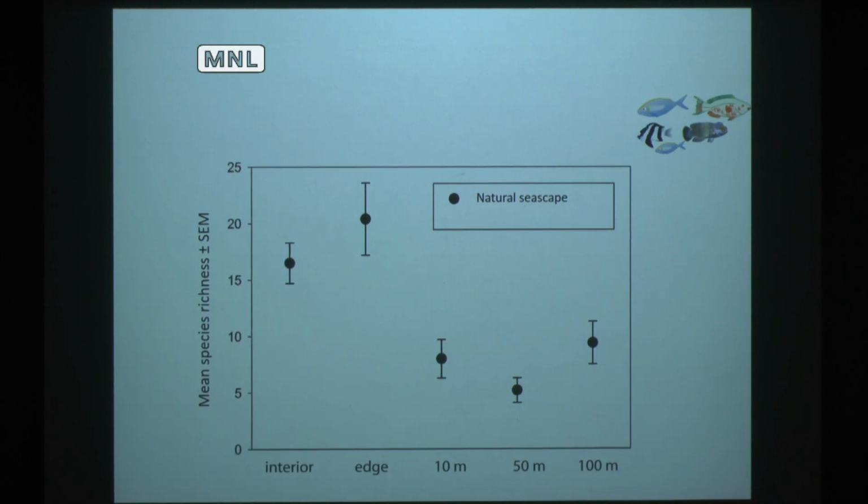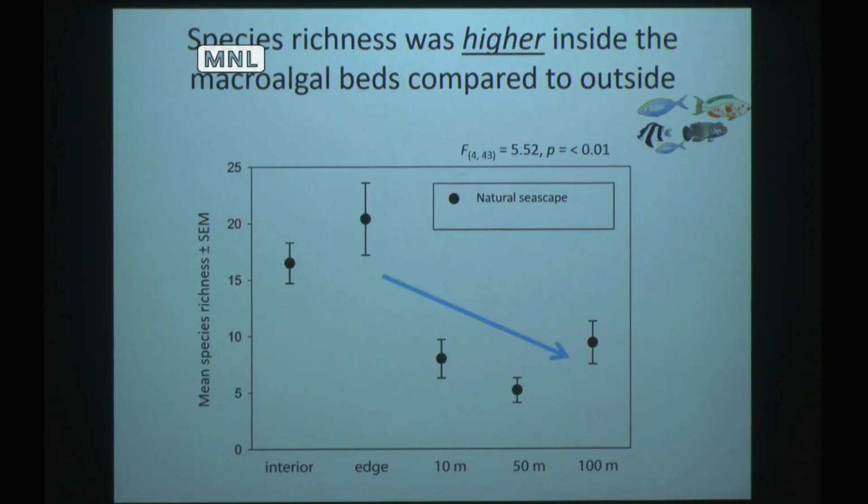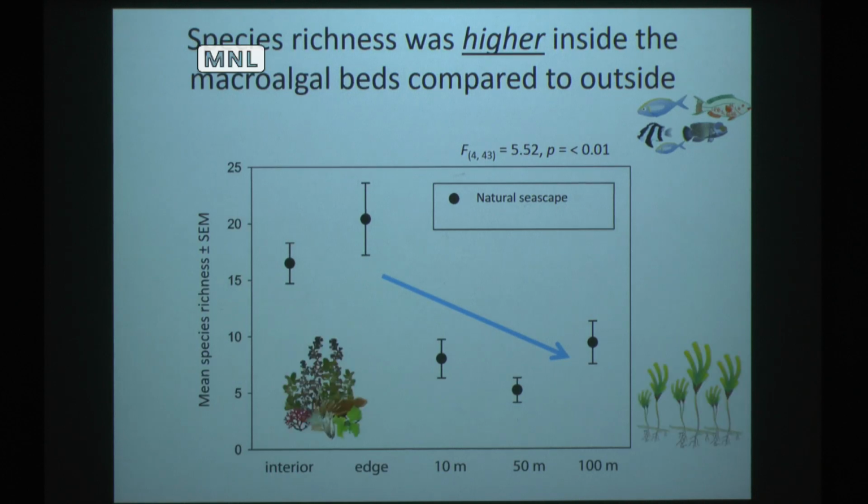We see very similar patterns to those of abundance in that species richness was higher within the macroalgal habitats than outside. And again, this could have been related to the fact that macroalgal habitats or beds were more heterogeneous compared to more homogeneous seagrass patches.